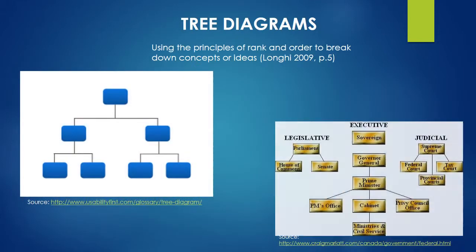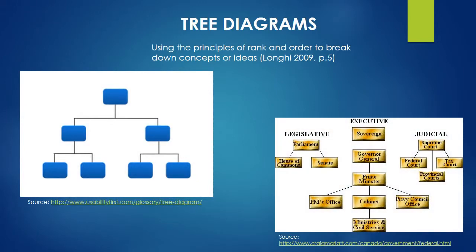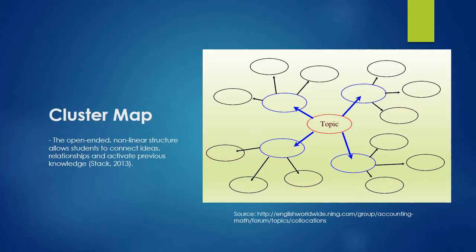Tree diagrams, also known as hierarchy diagrams, use the principles of rank and order in order to organize and break down a concept. By using a tiered system, students can conceptualize relationships between elements, people, or positions. For an example, one could use a tree diagram to outline systems of government, as is demonstrated in the right-hand corner.